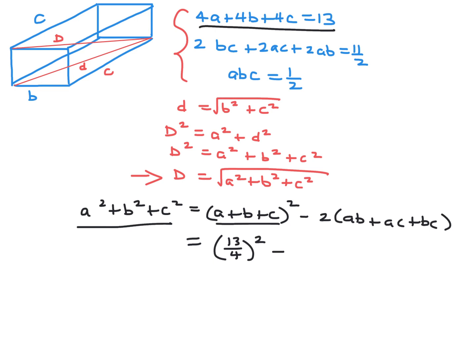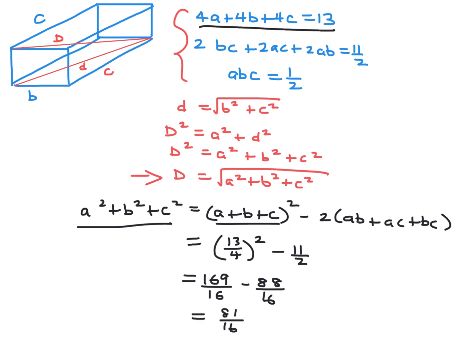And then the 2 times AB plus AC plus BC, that's this over here, and that's just 11 over 2, right? I think you just put it in like that. Okay, let me see what this is: 169 over 16. Then if I do the common denominator, we're going to multiply top and bottom by 8. So 88 over 16, and that's going to be 81 over 16.